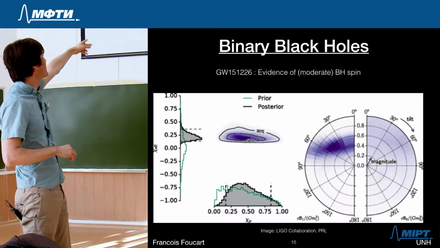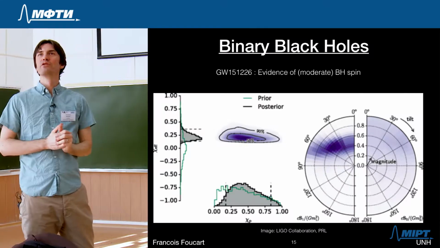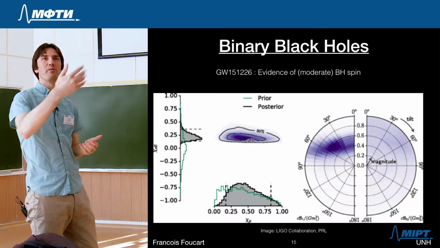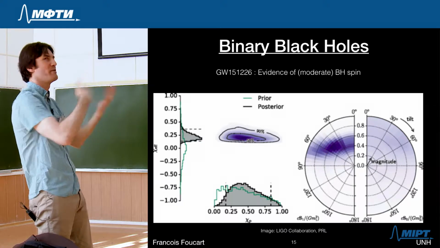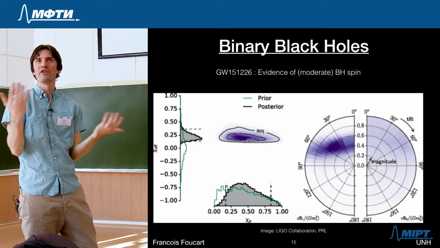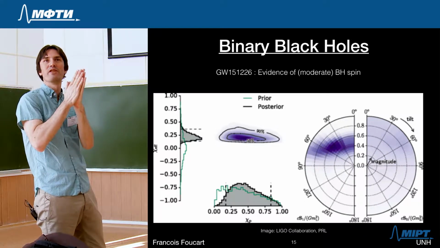In each of those plots, the green curve shows you the prior distribution that was used to do the search for the parameters, and the black curve shows you the posterior distribution of the search. So if those two are very similar to each other, it means that we basically had no information about what the spins were. If they are very different, it means that there was actually useful information in the data.